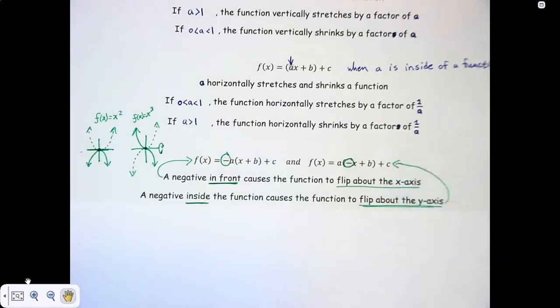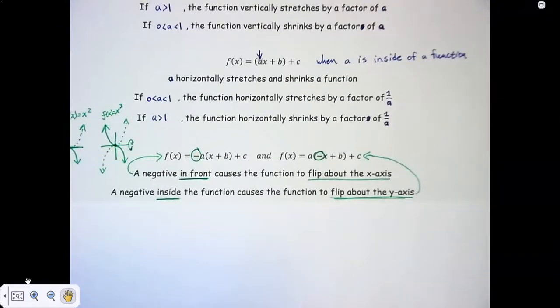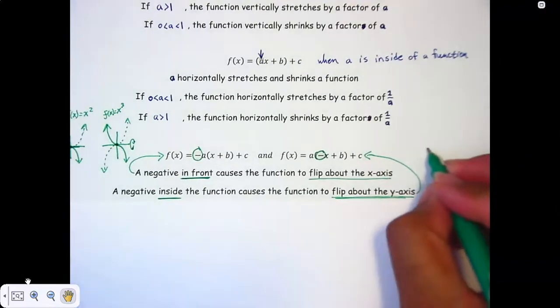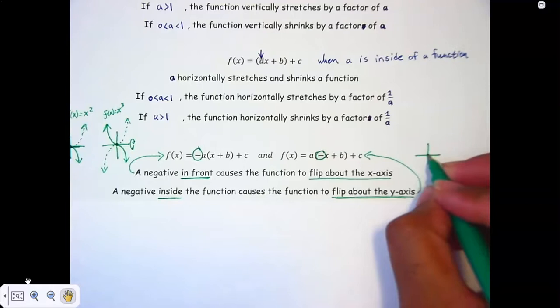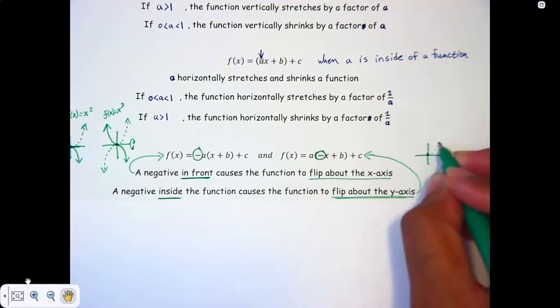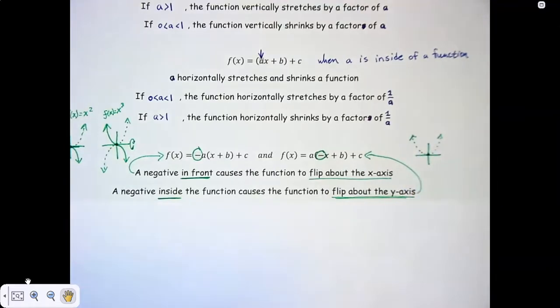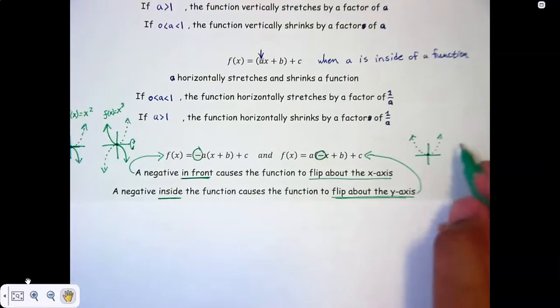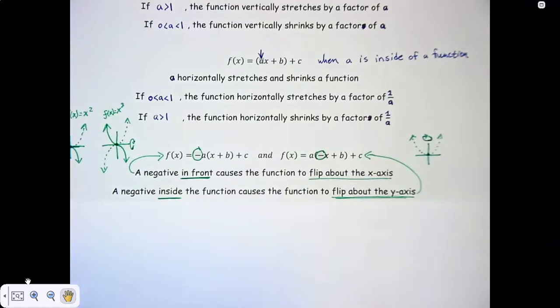So that's this one right here. All right, we're talking about flipping about the y-axis though. This one, it depends on the function. It's very similar to what we did for flipping about the x-axis. So I'm going to come here and again do my parabola. All right, so when we're talking about flipping about the y-axis, that means we're looking at this axis right here, and we're flipping it around this axis. So we're rotating it around that axis.